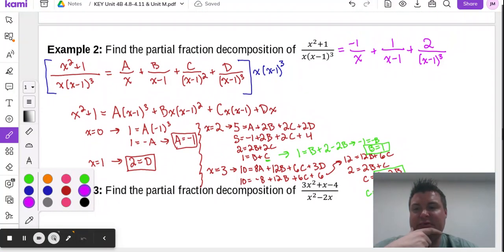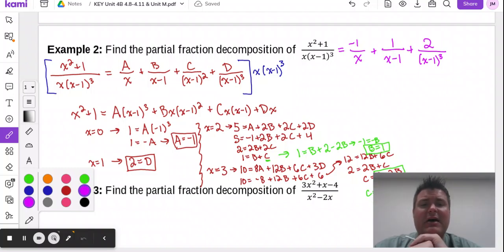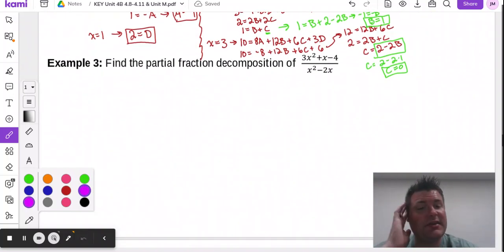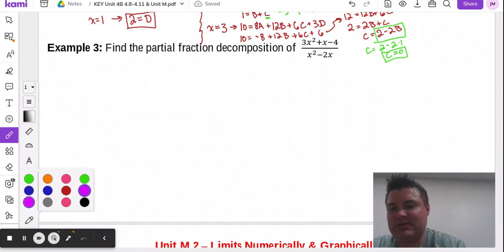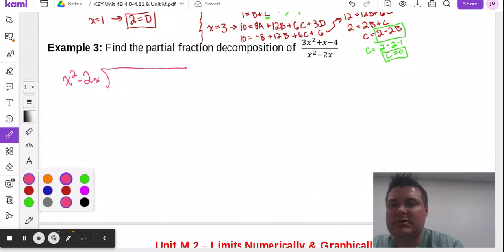Example 2 here, the power on the bottom was 4, so I had 4 fractions, and it was larger than the numerator. And if you look at these powers, they are the same. So we're going to go ahead and use long division, reteach that one. We're going to do x squared minus 2x, and then we're going to divide that into 3x squared.